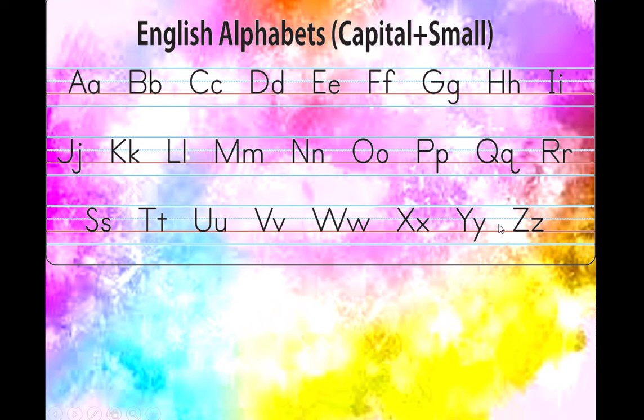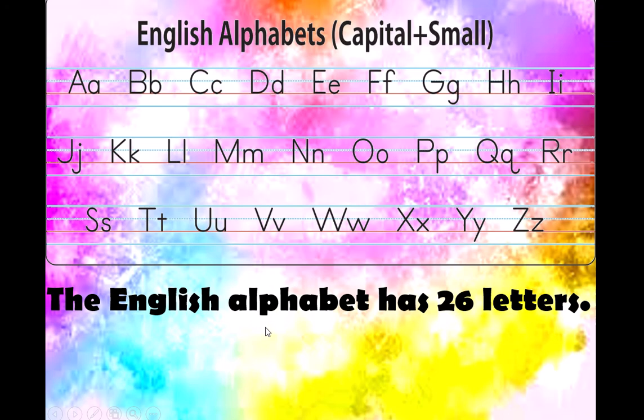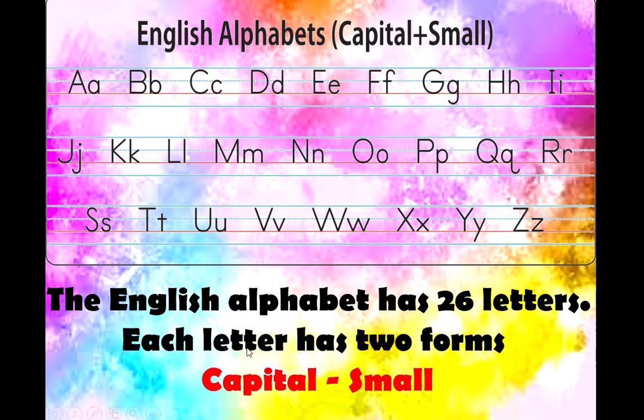Hey, clap for yourself. Yes, you all now know the English alphabet. And you all know that the English alphabet has 26 letters, and each letter has two forms, capital and small. Now you have to write these capital and small letters in your copy, after making the title page. I will describe your homework later on, at the end.